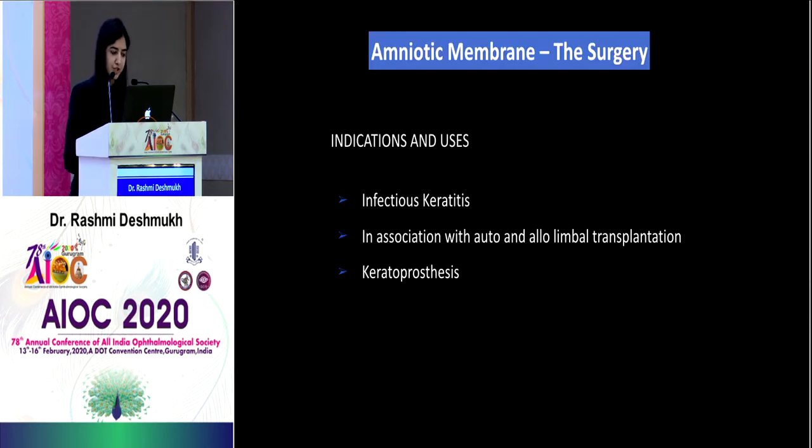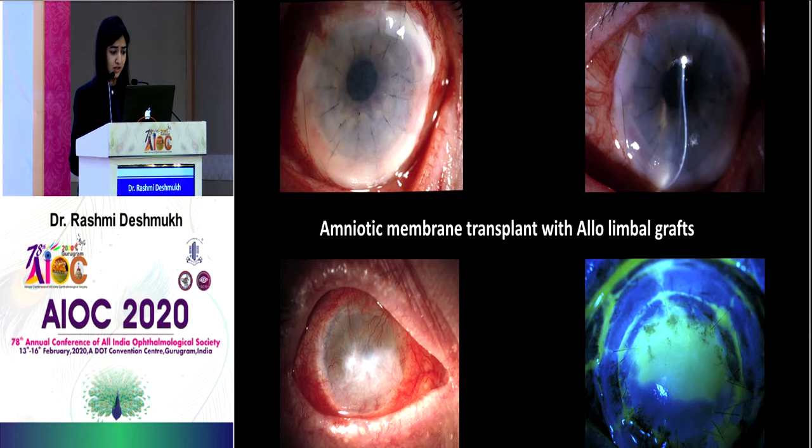Other common indications are infectious keratitis, because as already mentioned, amniotic membrane has bactericidal properties. So because of that, it can be used in infections. It can also be used in association with auto and allolimbal transplantation, and also in cases of keratoprosthesis where the ocular surface is really bad.